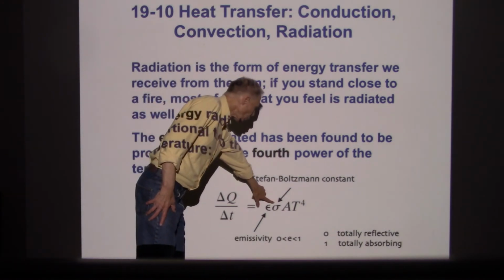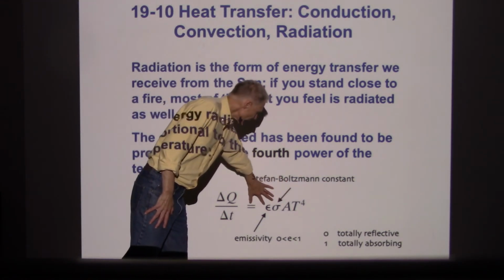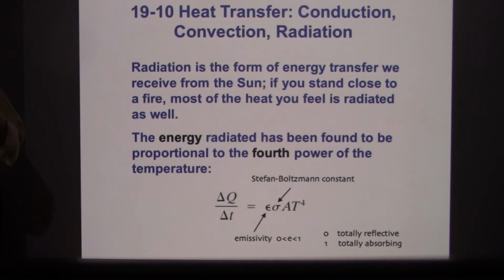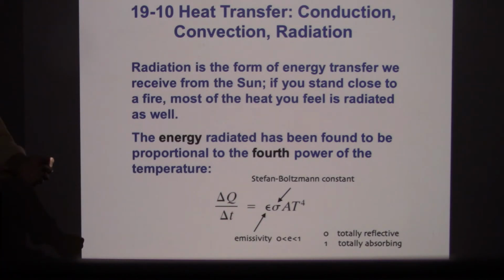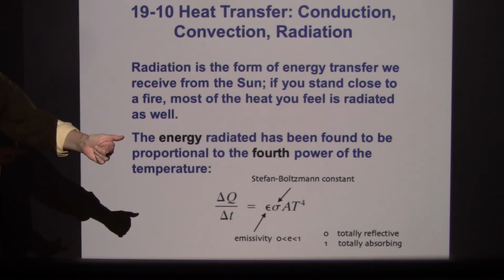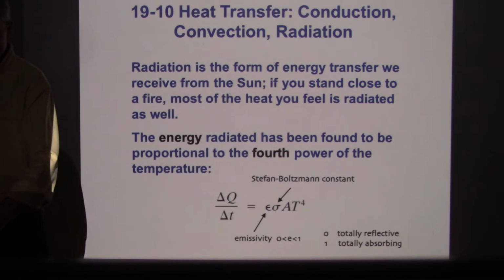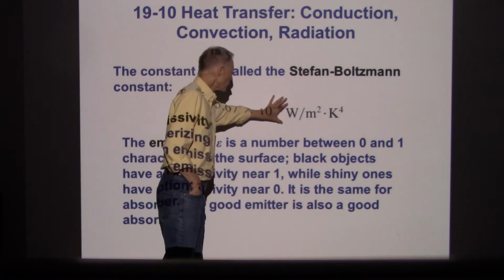Then there's a factor of the Stefan-Boltzmann constant, which adjusts all the units. There's the area of the surface. And then there's this emissivity factor that says an object, if it's really shiny, does not absorb or radiate energy very well. And if the emissivity is 1, then it's totally absorbing and totally radiative. So the emissivity factor applies for absorbing light or radiating light, both. And so an object that's very good at absorbing is very good at radiating, and vice versa.